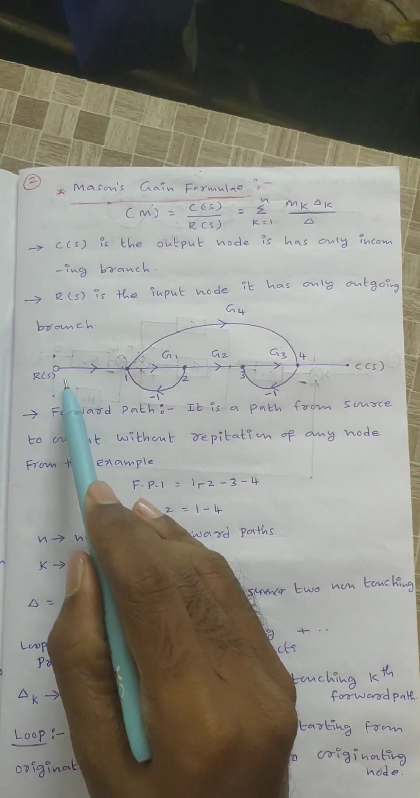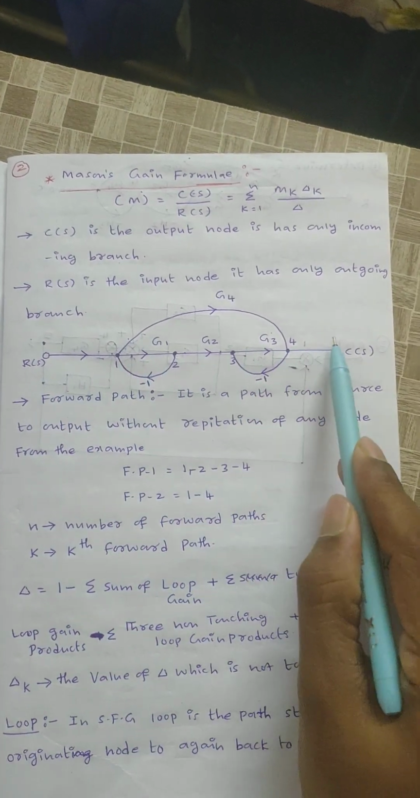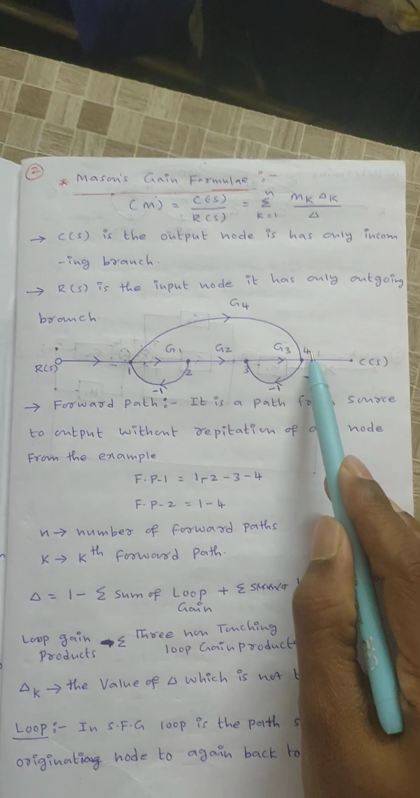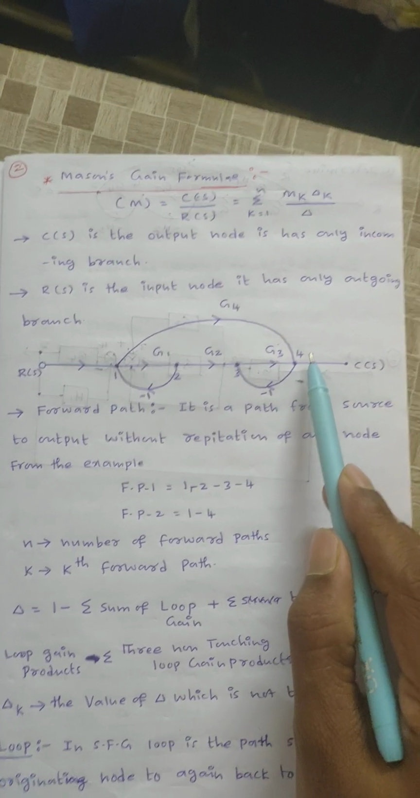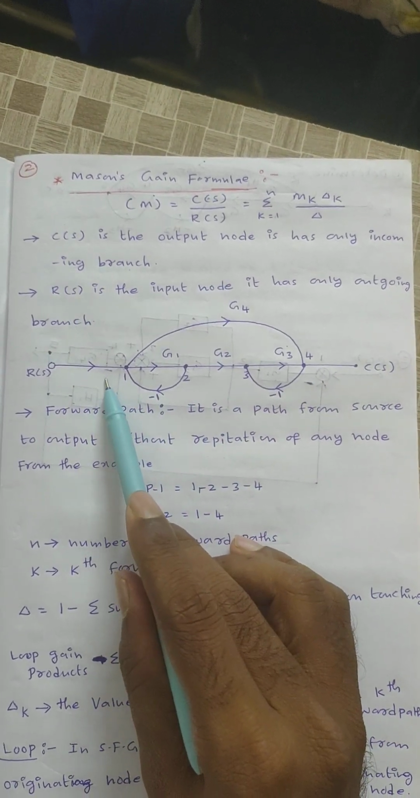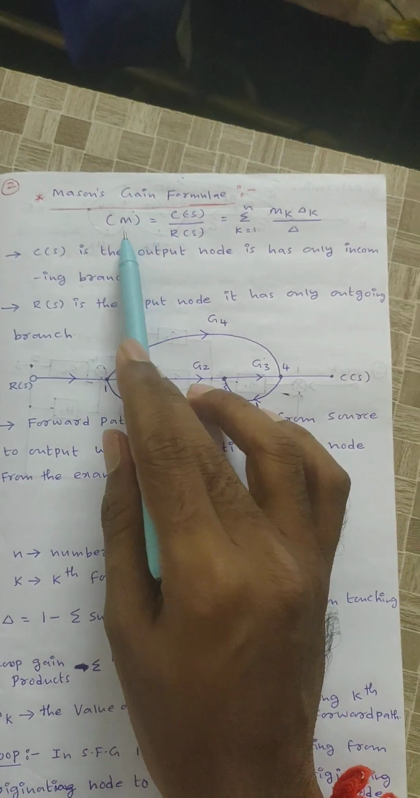Now see here, it is a signal flow graph. This is a representation of a signal flow graph, right? From this signal flow graph, we need to find out the transfer function. To find the transfer function, we need to use Mason's gain formula.